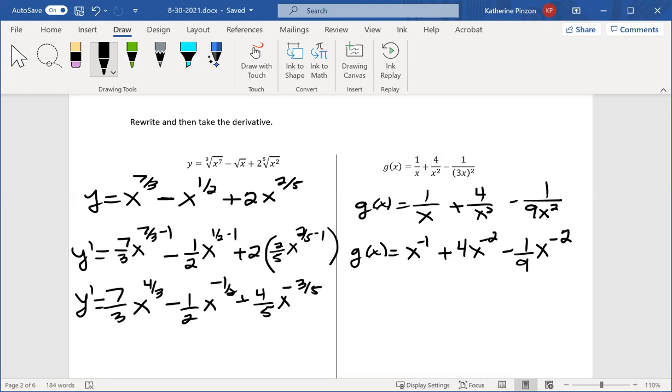These last 2 terms are common terms, right? Common terms mean they have the same powers of x. If you wanted to, you could squish those 2 together before you take the derivative. How would you squish these 2 together? Yeah, add 4 and -1/9. So do 4 plus -1/9 and see what you get.